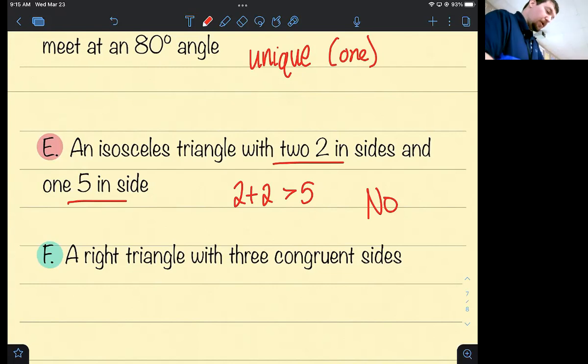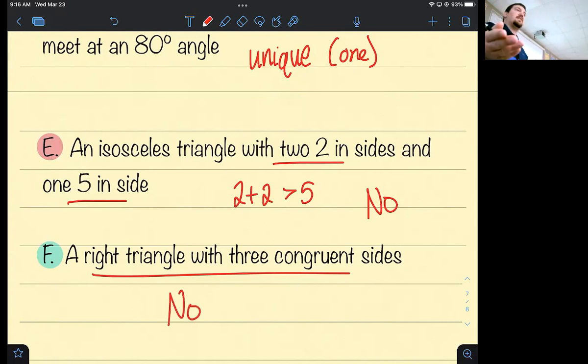A right triangle with 3 congruent sides. Can you have a triangle with 3 congruent sides? Sure you could, an equilateral triangle. And Lucas, what does every angle on an equilateral triangle have to be? 60. Can I have a right triangle that's equilateral? Didn't we say if it has 3 equal sides, it has to have 3 equal angles? You can't have a triangle with 3 90-degree angles. It has to be 3 60-degree angles, right? This doesn't work. So this would be no triangle.